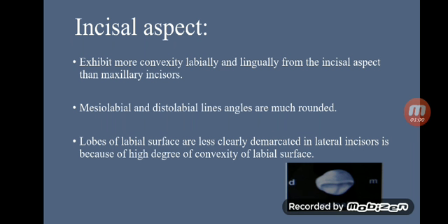Mesiolabial and distolabial lines are much more rounded, and the lobes of the labial surface are less clearly demarcated in the lateral incisor, because of the high degree of convexity of the labial surface. In the diagram, you can see that these lobes are less clearly demarcated.